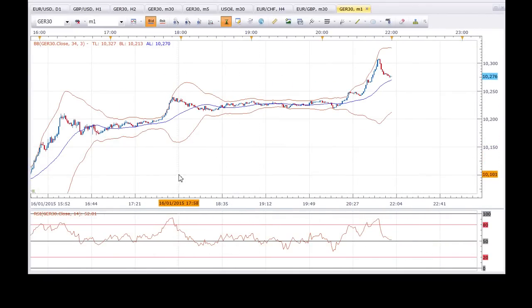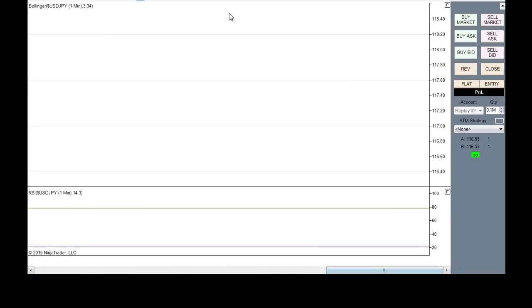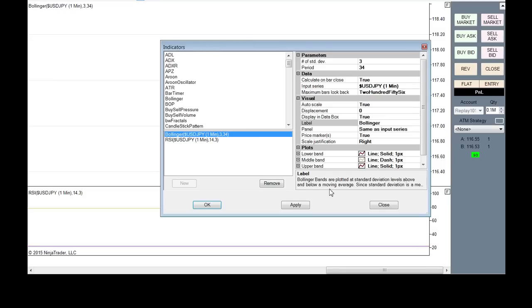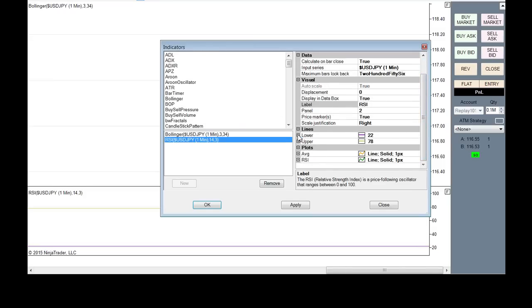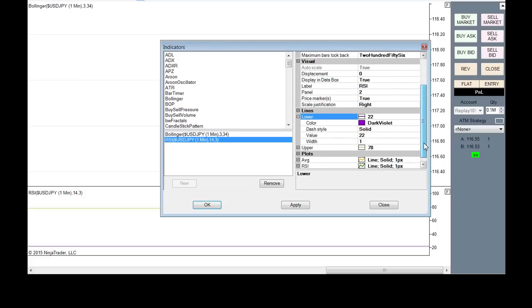Okay, so what we're going to do now is have a look and see how this works real time. So let's go and load up a fresh chart. And what have I got here? So I've got an RSI. I'm just going to quickly tweak the RSI here to the levels I want. I think we said 20/80.